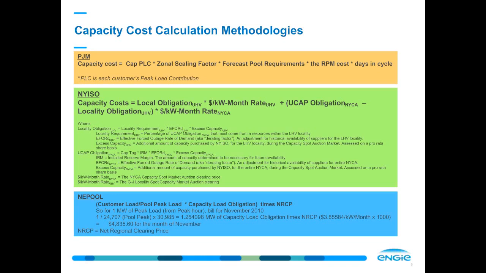Same thing with NYISO and NEPOOL. Again, you can see what each of the formulas are. You can go out to the ISO's website, get each one of those determinants, and very quickly see what your capacity costs are for the next planning period.